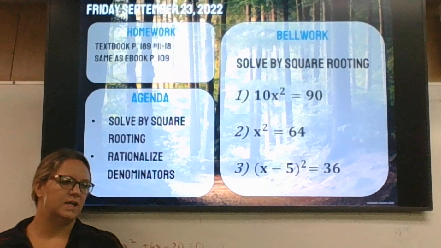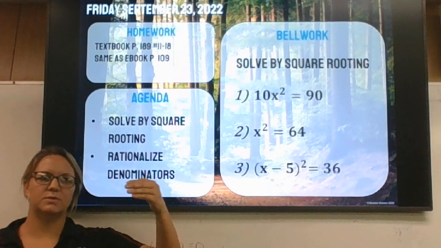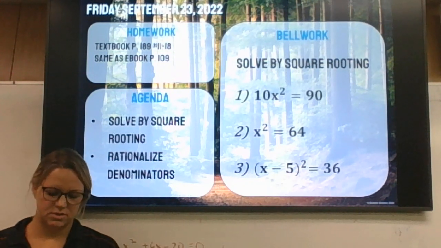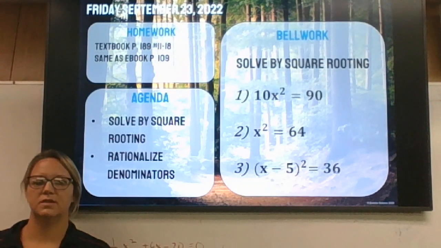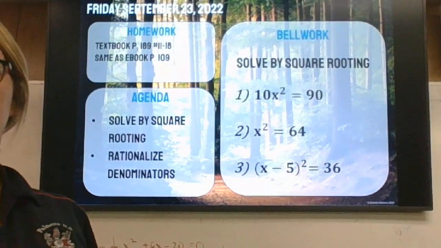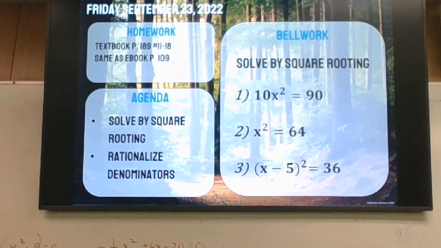So there is a disconnect between the page numbers and the layout of the ebook and the consumable textbook. So best of luck figuring that out. I'm sure it'll be confusing from time to time. And we'll just have to work together and be patient about that. Yeah. So the textbook in front of you is page 189, and that's the same as the ebook, page 109. It's the same problems and the same content. Looks different.